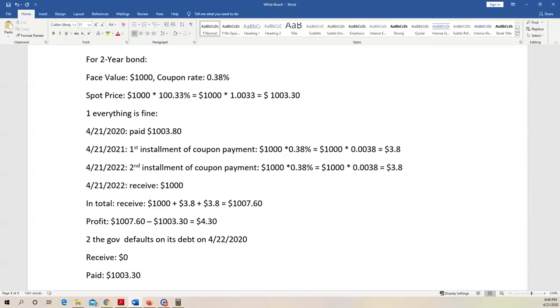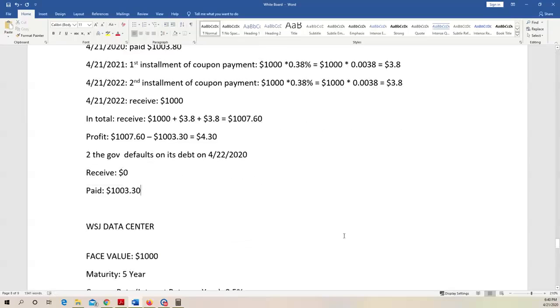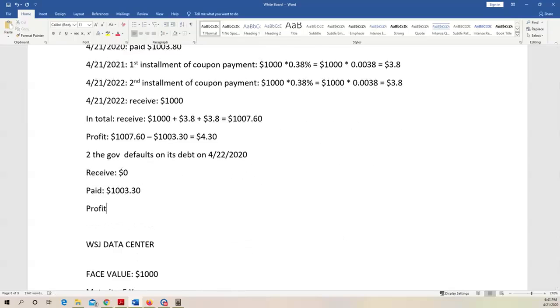$1,003.30 to buy this piece of paper, right? But since the government has defaulted on this debt right after your purchase, you're going to receive nothing. So in this case, what is your profit by holding this bond? It is $0 because you're going to receive nothing. The government has defaulted on this debt minus the price you paid for this piece of paper called a bond.